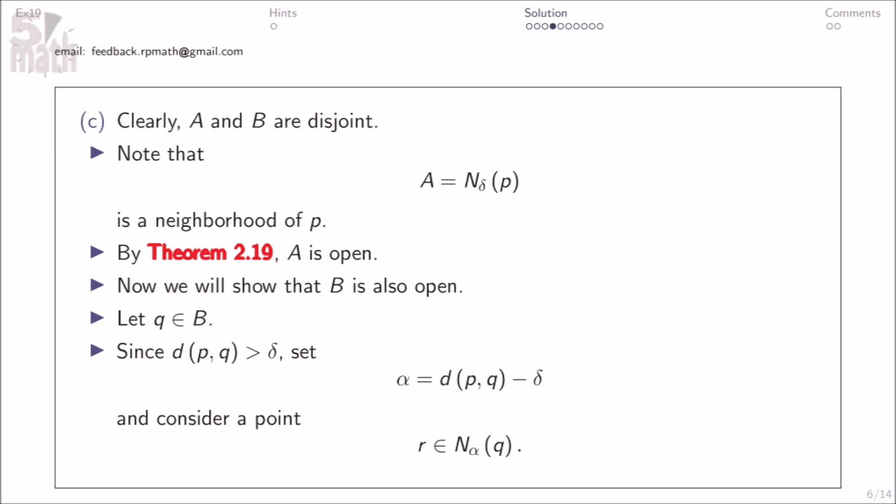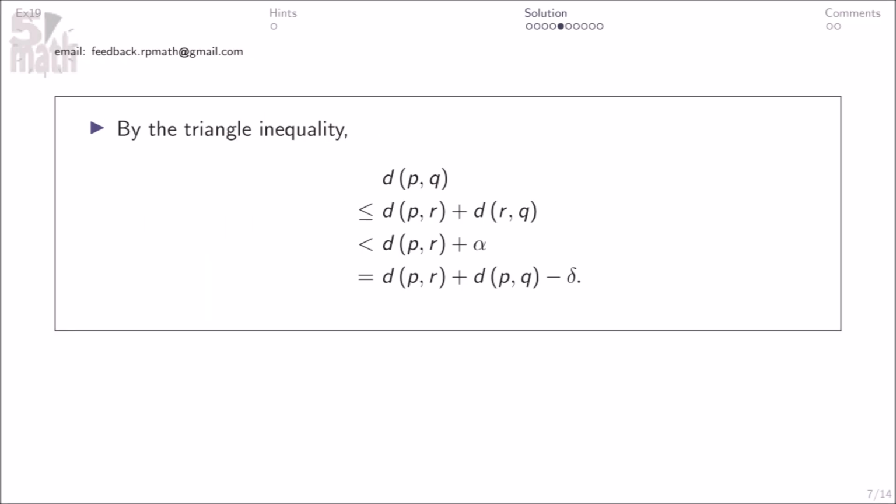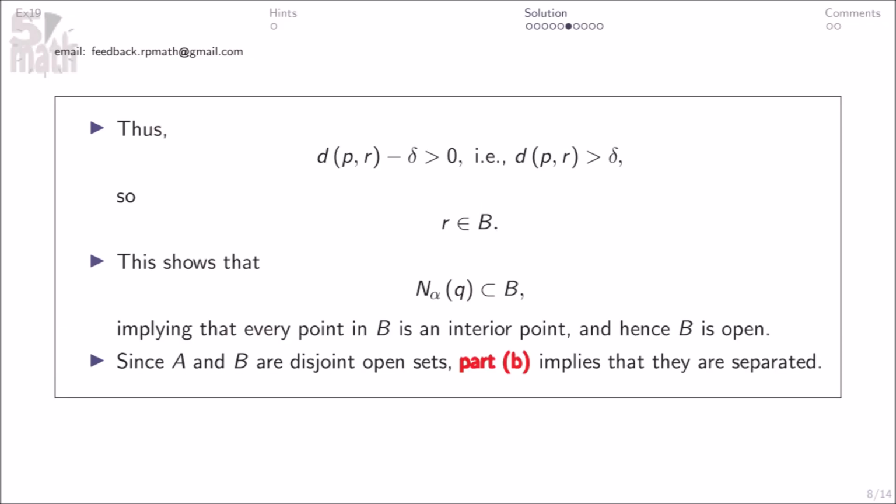Let Q be an element of B. Since this, set alpha equaling this, and consider a point R, an element of this. By the triangle inequality, this. Thus this. So R is in B. This shows that this, implying that every point in B is an interior point, and hence B is open. Since A and B are disjoint open sets, Part B implies that they are separated.